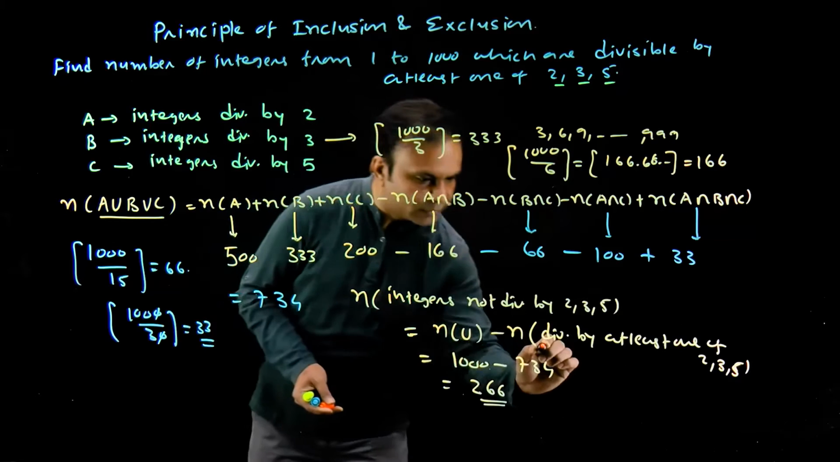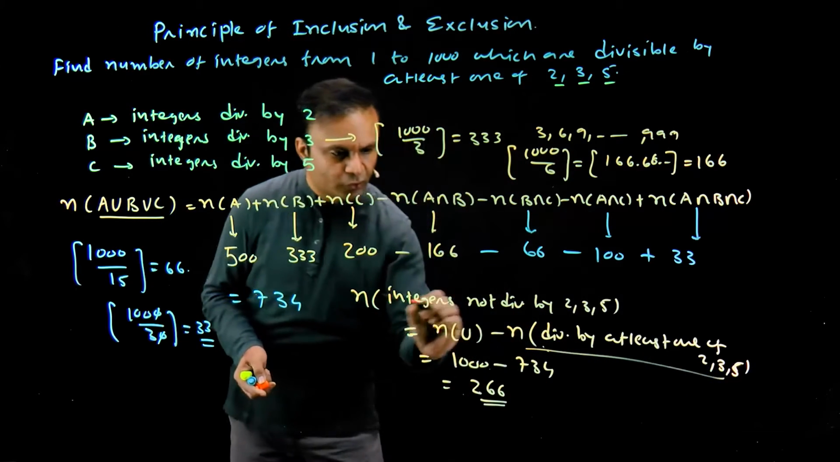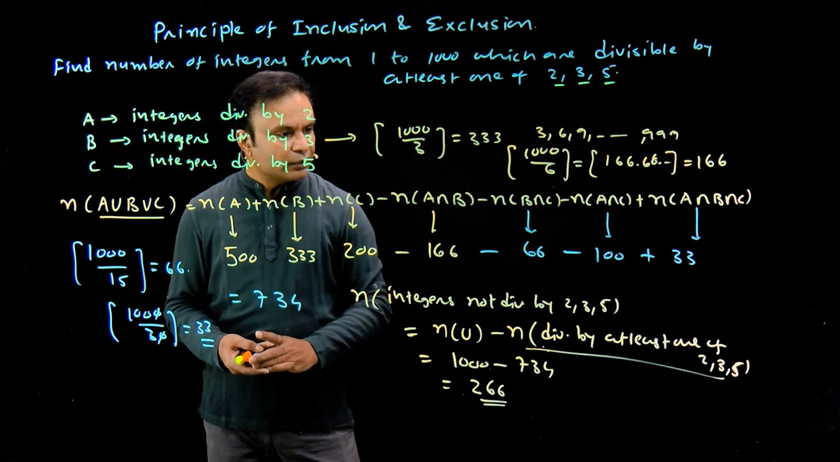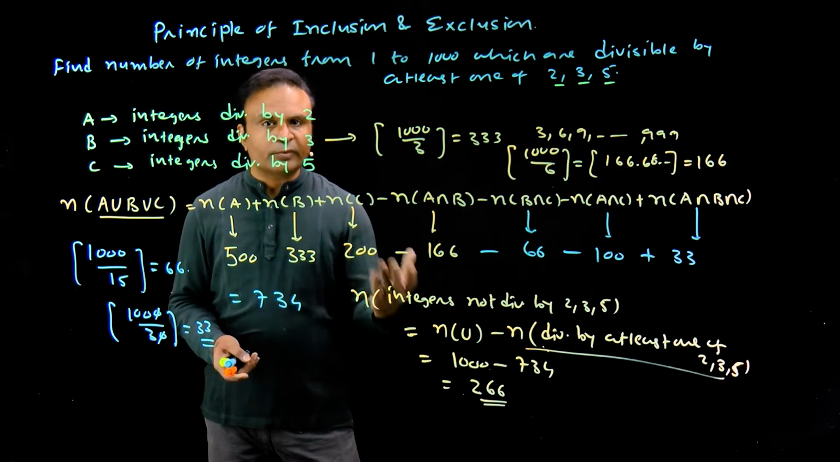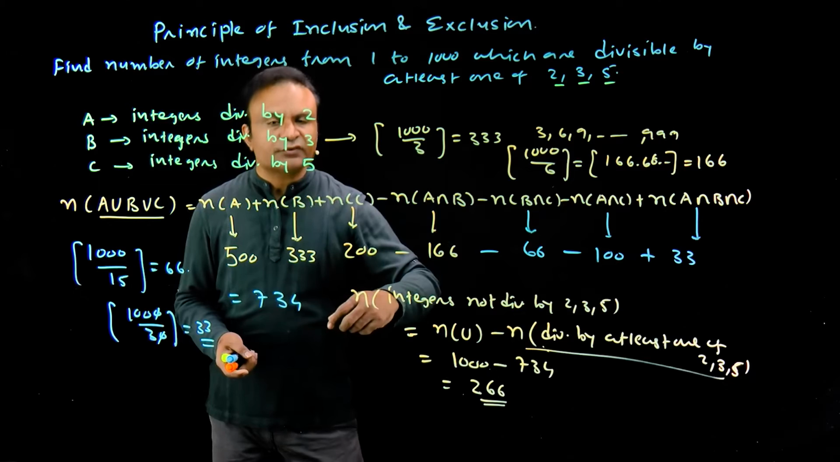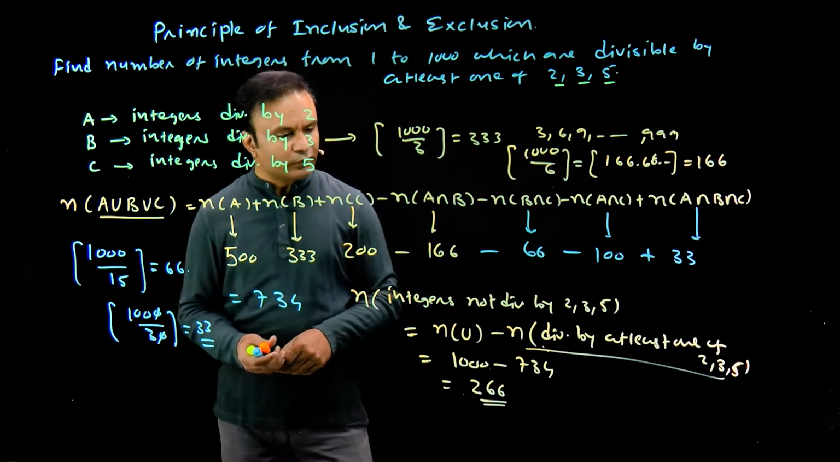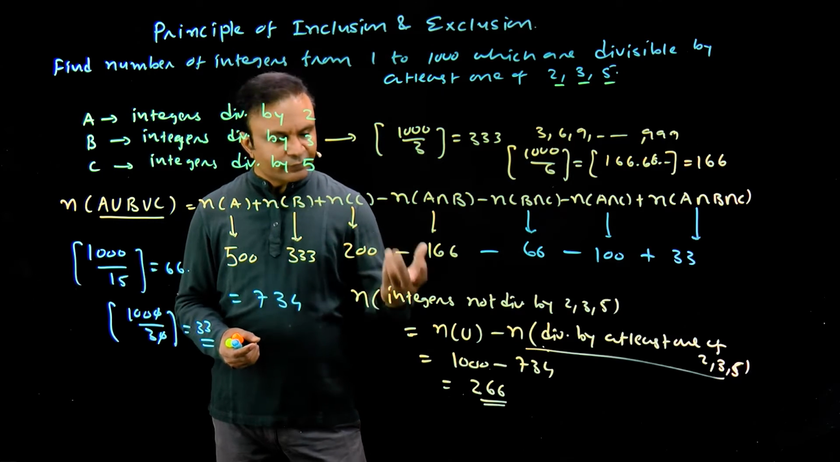In fact, this is a complement of this set. What is complement of integers not divisible by 2, 3, 5? The complement will be integers which are divisible by at least one of 2, 3 or 5. Let's take one more question.